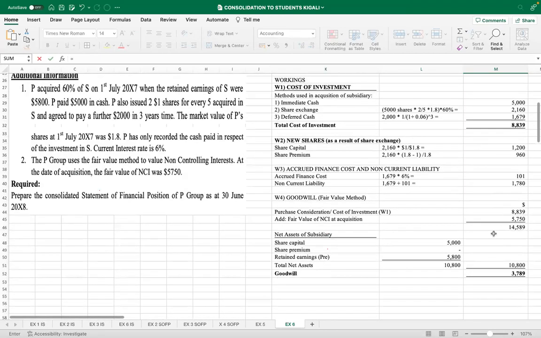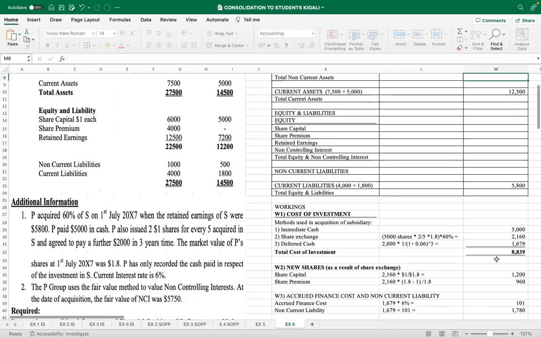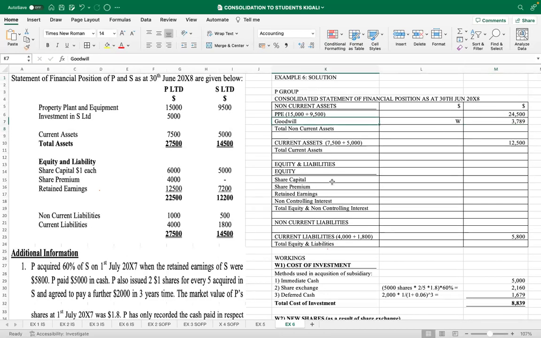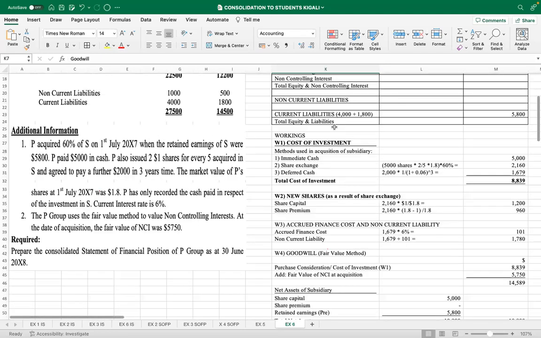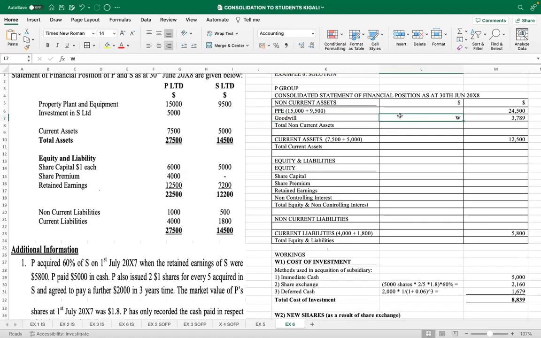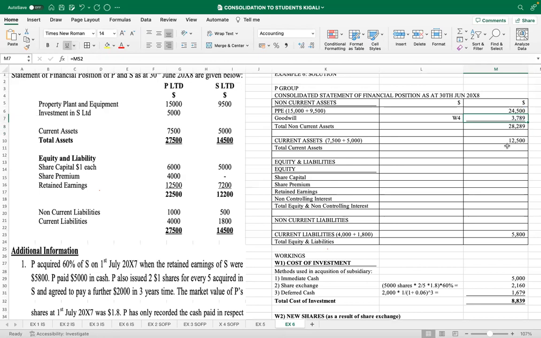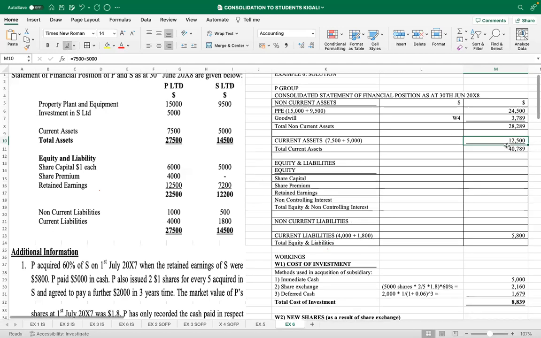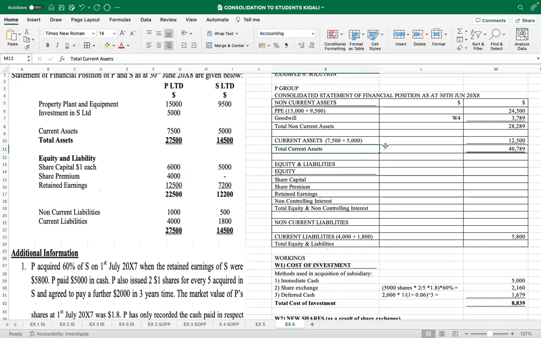Our goodwill is 3,789. So I'll note that I've posted it in the balance sheet, and it is as a result of working number 4. So I can write there, if you want to know how you got it, you go to working number 4. So with that, we can get the total assets. Total non-current assets is 28,000. So we have everything. Current assets is 12,000. So the total assets is 28,000 plus 12,000. So that gives you 40,789.